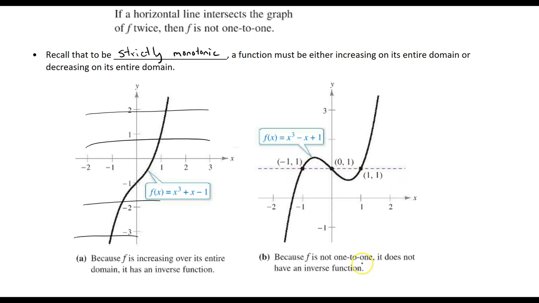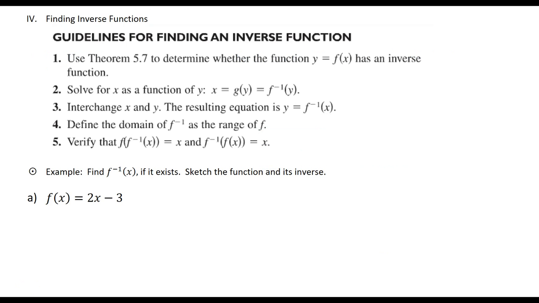This function is not one-to-one, and it's also not strictly monotonic. So you can see that it's going up and then decreasing and then increasing again. So this one does not have an inverse function. It would fail the horizontal line test. Now if you want to find an inverse function, if you know that a function is not one-to-one, you don't even have to bother. You can say that there's no inverse function.